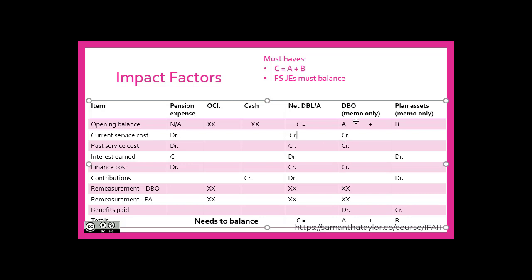The reason why we include off balance sheet items, DBO, DBA, is because you may be asked to find out what the expected DBO is, or PA, and then that is how we calculate later our remeasurement DBO and PA, so our actuarial gains or losses. So that might come up and it might not in a question.